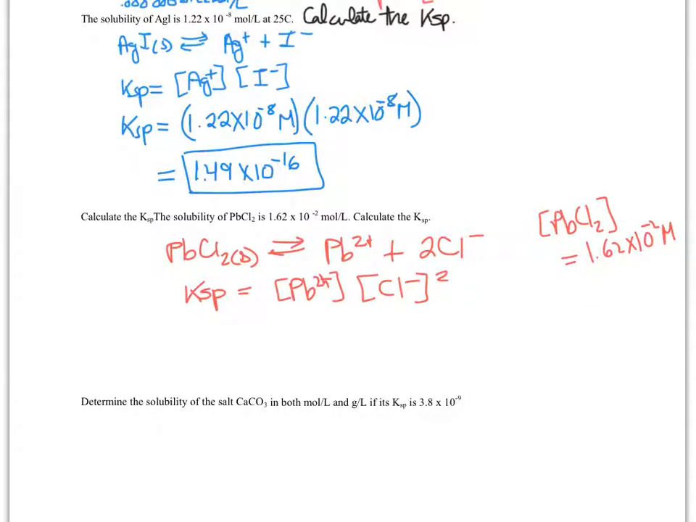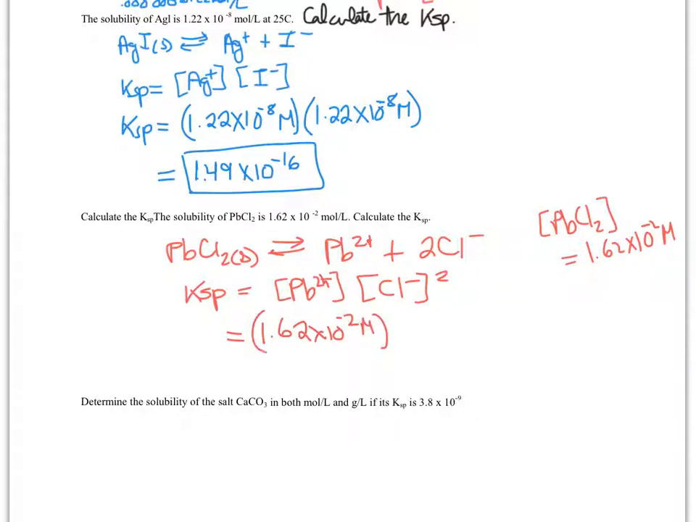And my only sources here of the Pb2+ and the Cl- are from the PbCl2, and it's a 1 to 1 to 2 ratio, and so if this is the concentration of my PbCl2, then it's also going to be the concentration of my Pb2+. It's a 1 to 1 ratio. So I can plug that in there. 1.62 times 10 to the negative second molar.